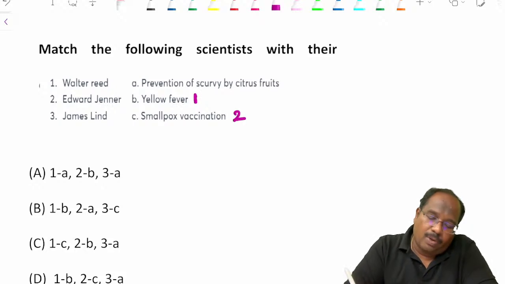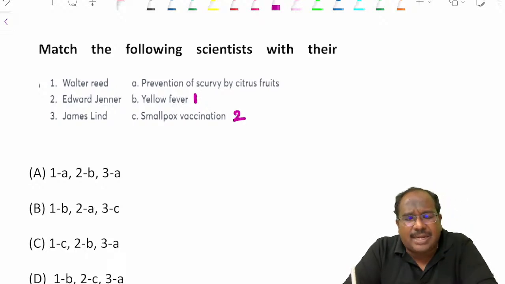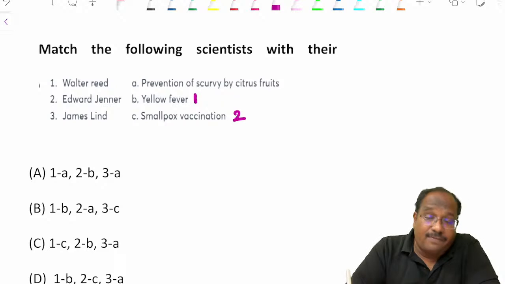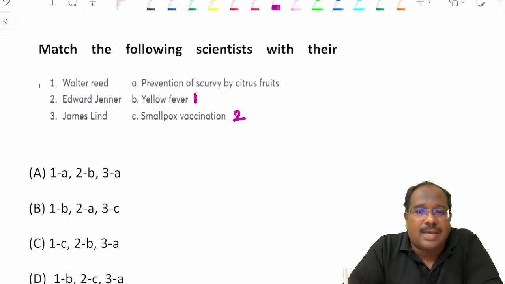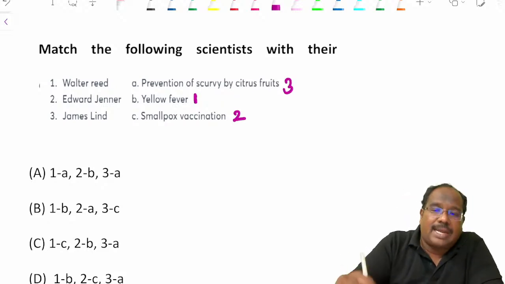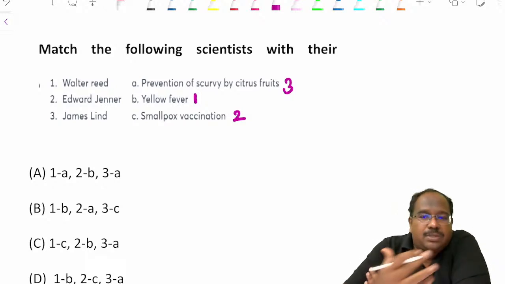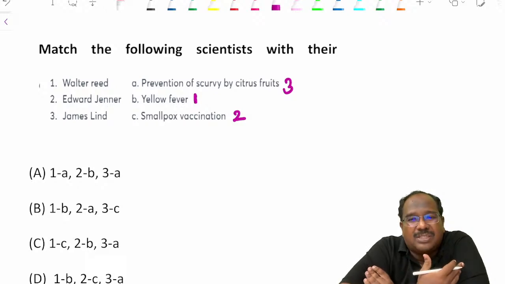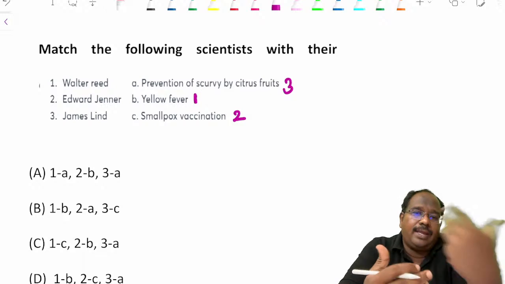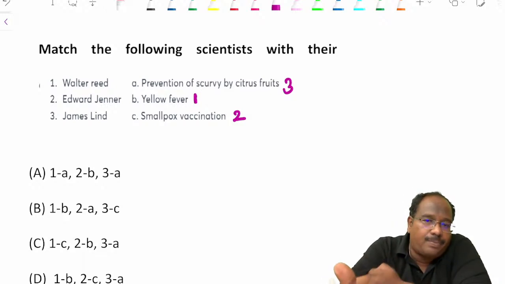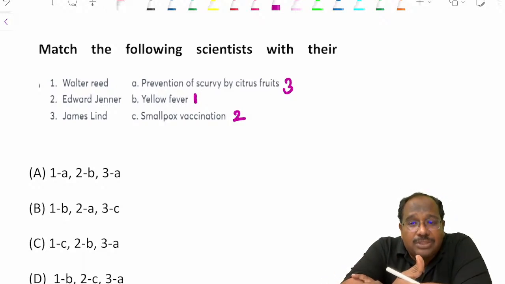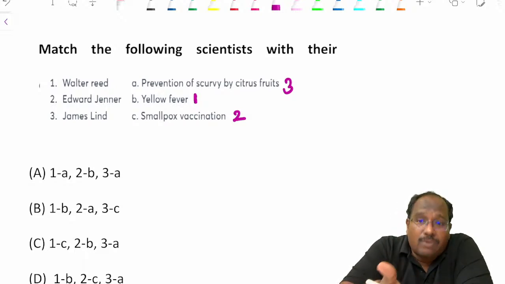Edward Jenner, smallpox vaccination. James Lind conducted the first kind of trial, we cannot really say RCT. He conducted some trial for scurvy. People traveling in ships were having scurvy because of lack of fresh fruits. So he gave different sets of people different treatments. The people who consumed lemon did not get scurvy. That was the first form of experimental research.